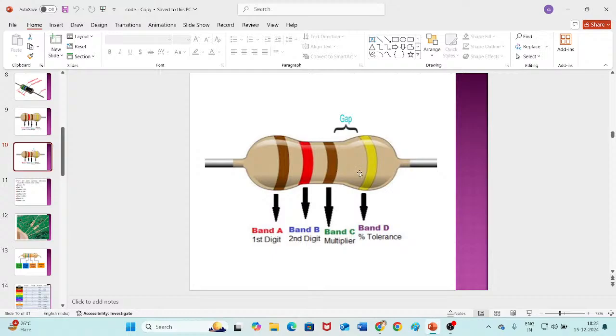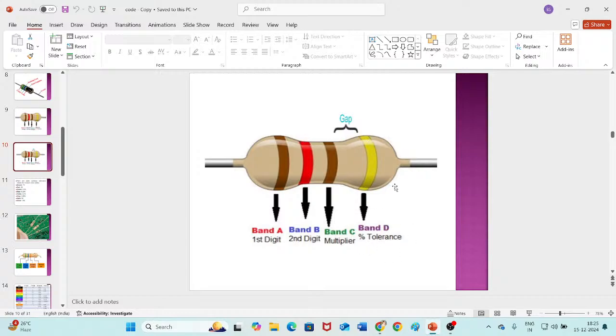So the gap itself represents that the band which is away from the rest of the bands is our tolerance band. The fourth band is much more far away from the remaining bands. So these three bands are closer to each other, that is, the gap between these three bands is small, whereas the gap of this fourth band is much more when compared to the gap between these three. So this is our tolerance band.